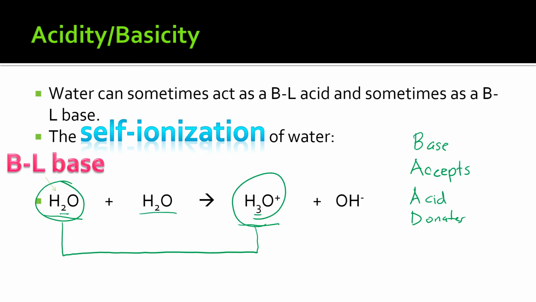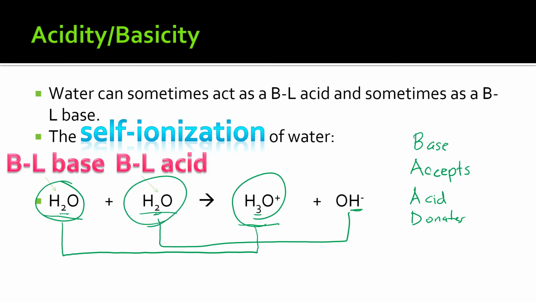Let's take a look at the other water. The other water looks like it lost a hydrogen, or donated a hydrogen, because there's only 1 hydrogen left where it started off with 2. So this water here would be considered my Bronsted-Lowry acid.